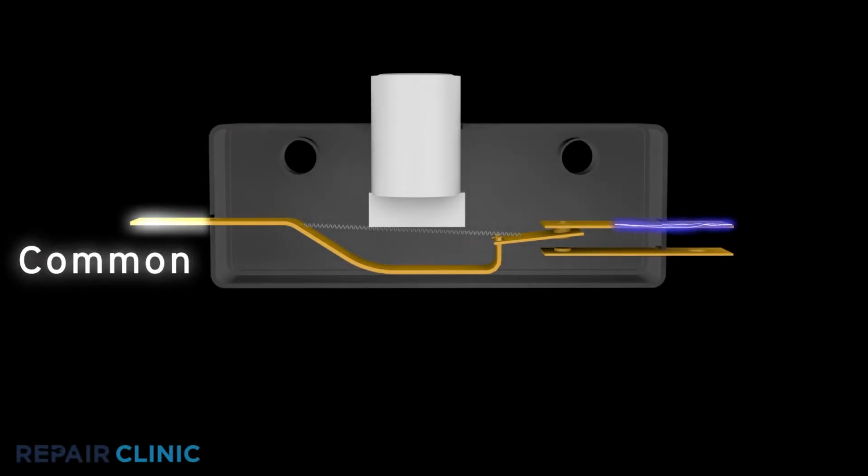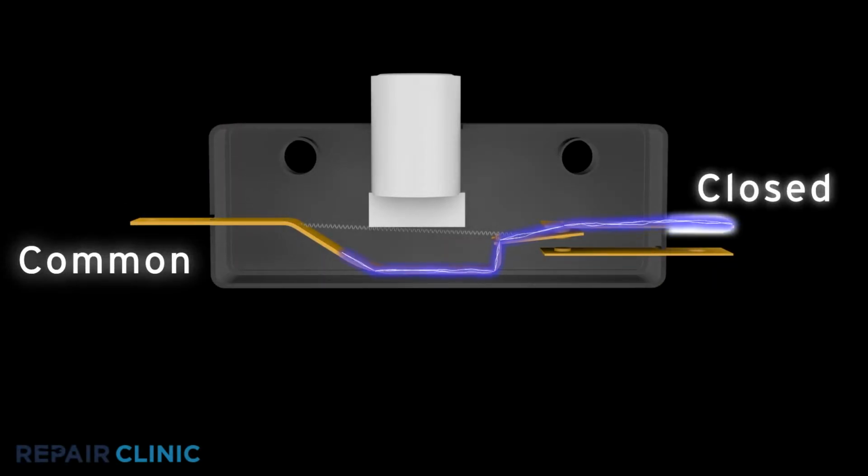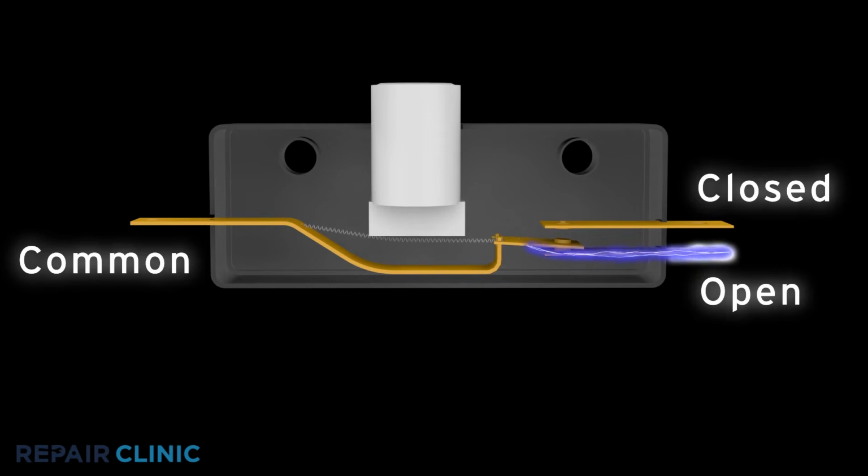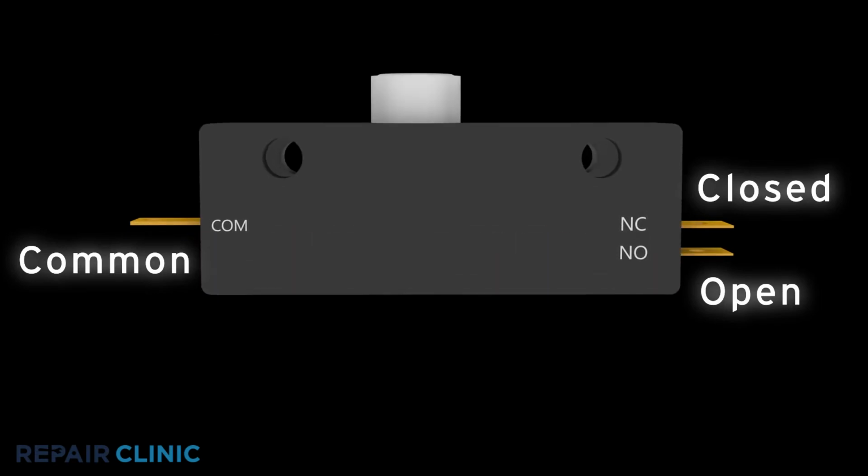3-terminal switches will have a common terminal, a normally closed terminal that provides continuity before the switch is actuated, and a normally open terminal that provides continuity after the switch is actuated. The common terminal is usually designated by the letters COM, the normally closed terminal by the letters NC, and the normally open terminal by the letters NO.